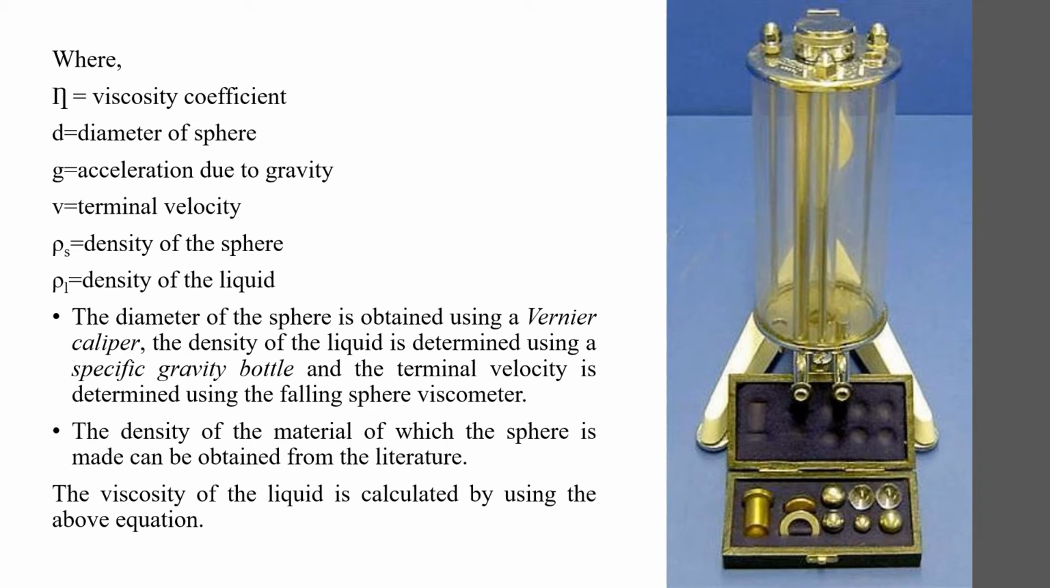So our next step would be filling this column with the test liquid and then placing the ball on the top of this instrument. Let the ball fall down. Now we'll note down the time taken by the ball to reach the bottom. Similarly, we'll carry out the same procedure for a known sample like water, because we already know the viscosity of water. It is a standard value. We need to know the time taken for the ball to reach from the surface to the bottom of this column.